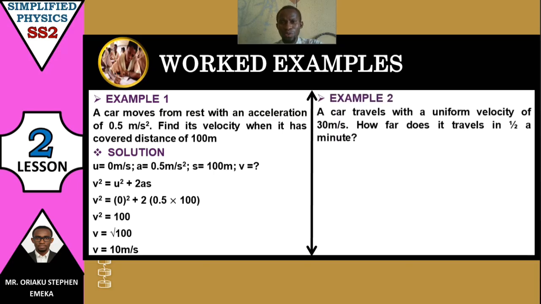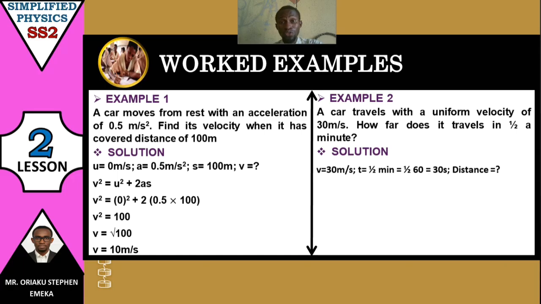Let's go to the next question. A car travels with a uniform velocity of 30 meters per second. How far does it travel in half a minute? So what you are going to do is convert that half a minute to seconds.